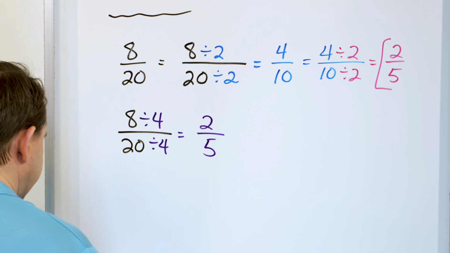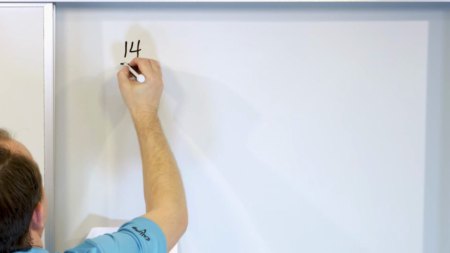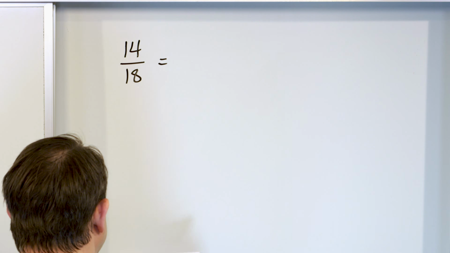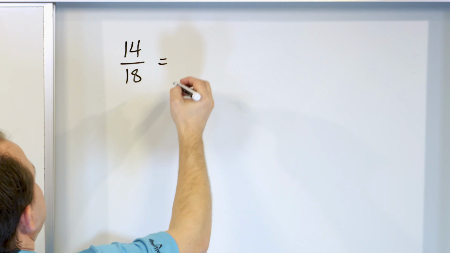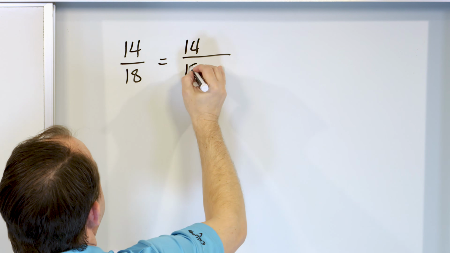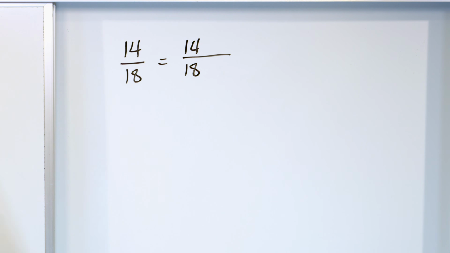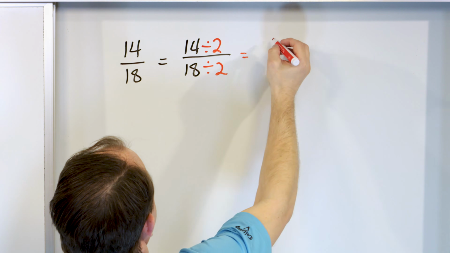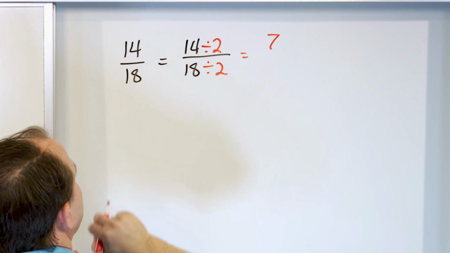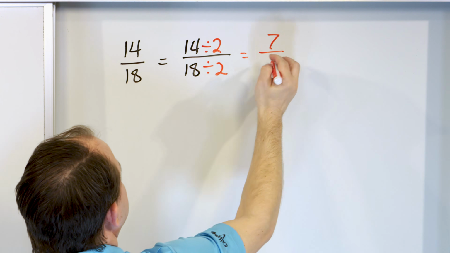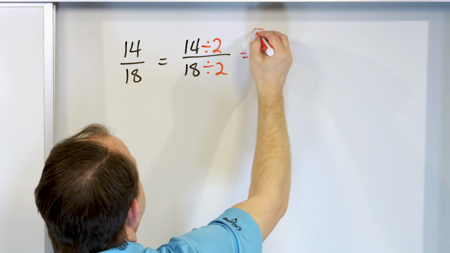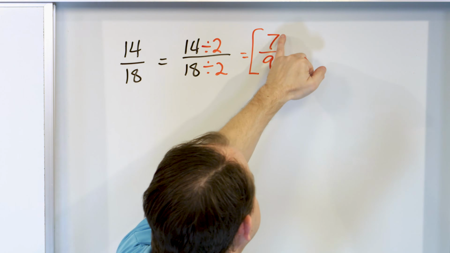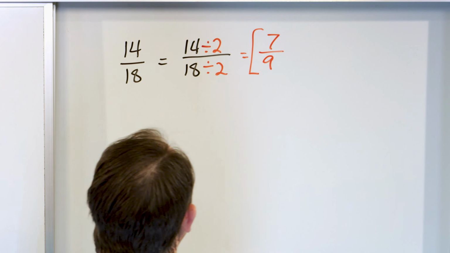All right, let's take a look at our final few problems. We'll take a look at 14/18. What can I divide top and bottom by? Well, I can see right away that these are even numbers. So I'm going to divide the top and the bottom by 2. Top by 2, bottom by 2. What is 14 divided by 2? 7, because 7 times 2 is 14. What is 18 divided by 2? 9, because 9 times 2 is 18. The answer is 7/9. I cannot divide top and bottom by anything further to make this any simpler, so I am done.